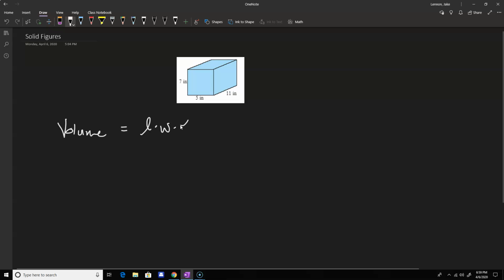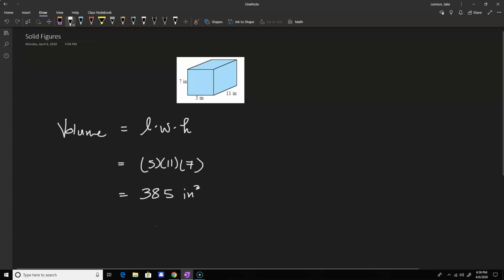For this particular box, if we consider the length and the width to be the two dimensions on the floor, we would have 5 times 11, and then the height would be 7. When you multiply those three together, 5 times 11 times 7, that comes out to 385. And the units, since volume is the amount of little 1 by 1 cubes you could fit on the inside, would be inches cubed.